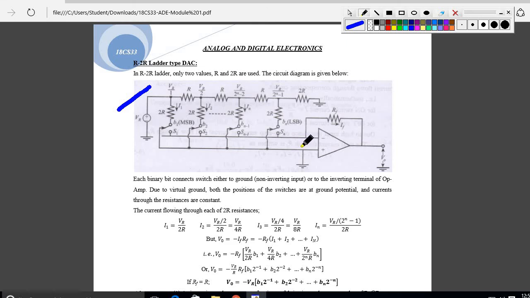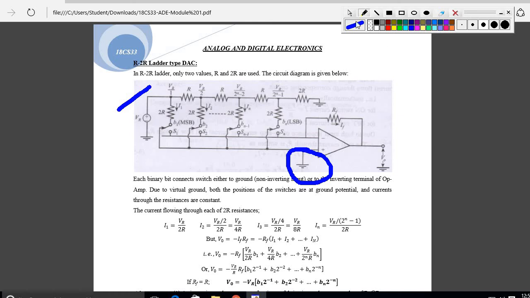Here it is clearly visible that the plus sign at this point is grounded, right? In earlier classes I told you the concept that the negative terminal is always virtually grounded, but physically it is not visible. In that concept, the switches are at ground potential and the current through each resistance is constant. Again here, same thing: we find the current flowing across each branch, take the sum of all those currents, and after that find the output voltage. The only difference is that we are using the R-2R ladder here.